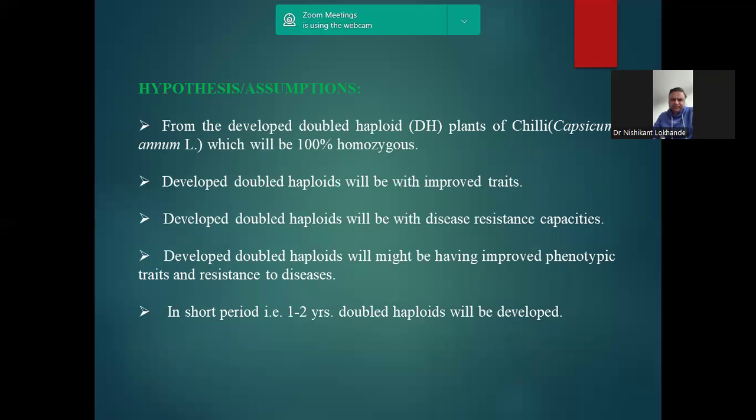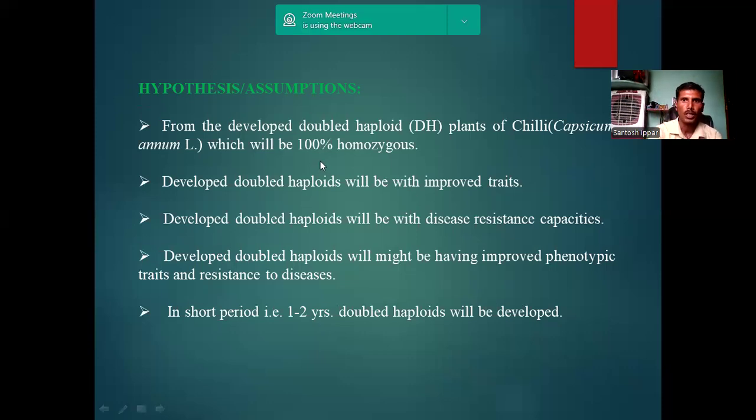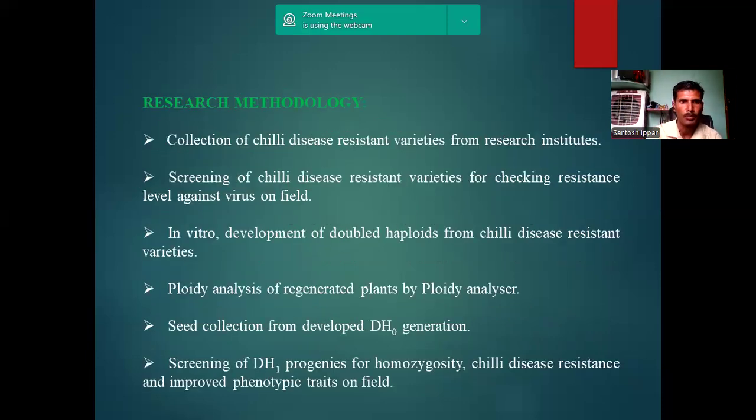Proceed. Now these are the hypotheses or assumptions regarding our research work. The double haploid plants developed from chili will be 100% homozygous. Developed double haploids will have improved traits and disease resistance capacities, and might have improved phenotypic traits and disease resistance. In a short period, 1 to 2 years, we can develop double haploids.